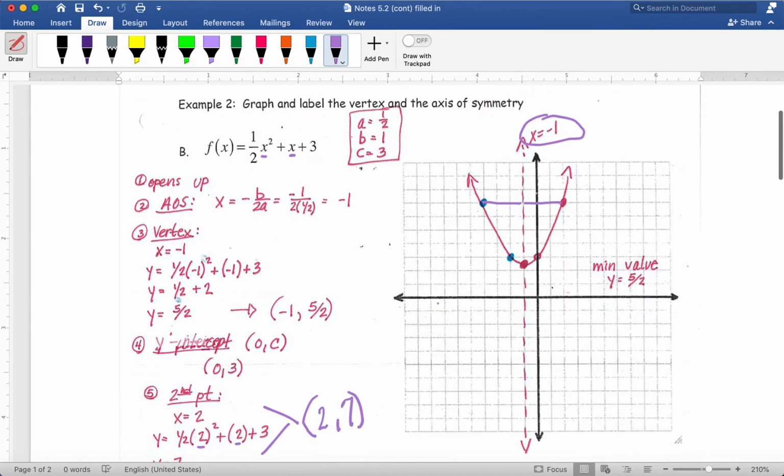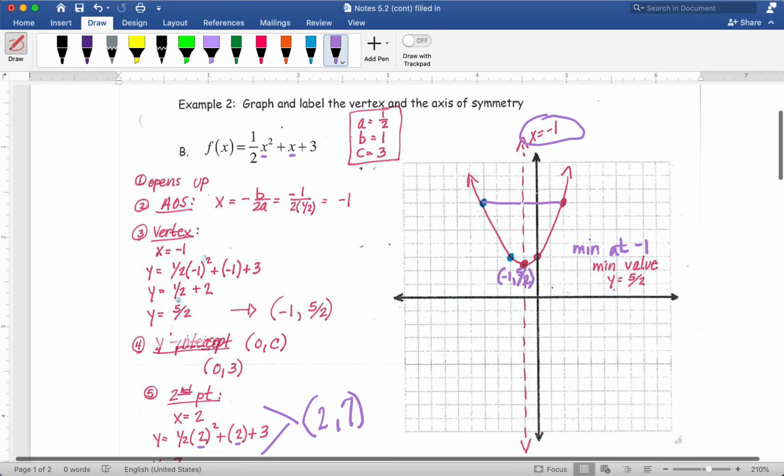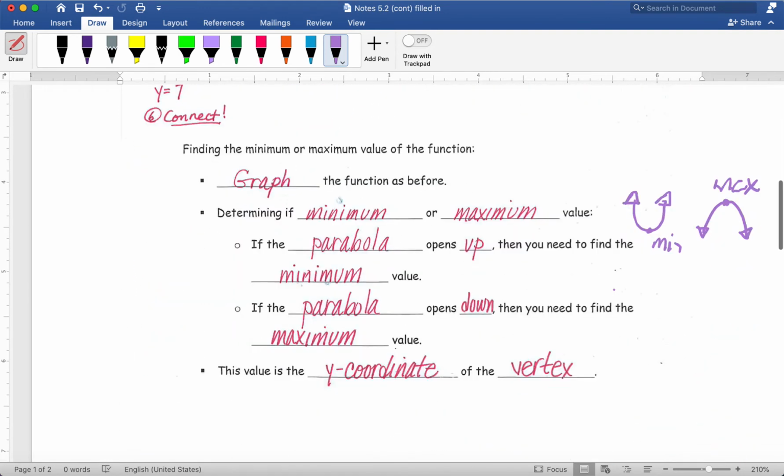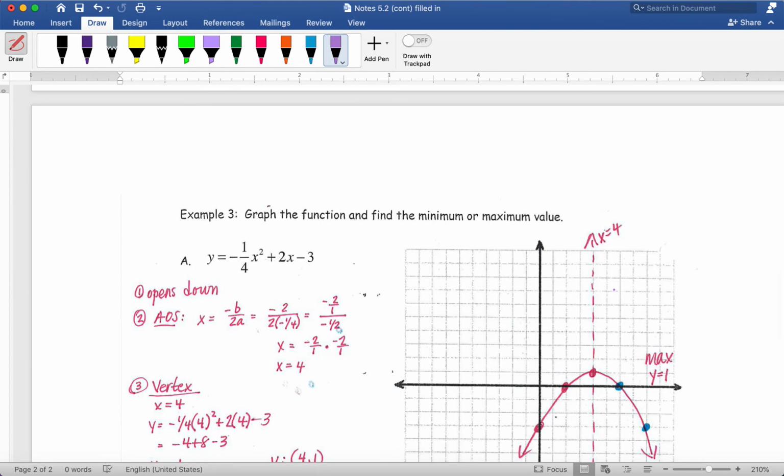So in this example up here, of course, we're going to label the vertex. The vertex was what? -1, 5/2. There's my vertex. The min value is this. It's the y. And then we're going to say the min happens at the x, -1. Okay? The min happens at the x value. The min value is the y value. And that's what this part of the note sheet is all about.